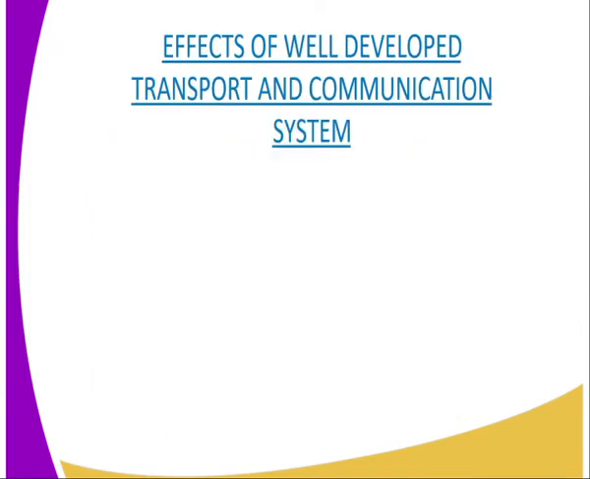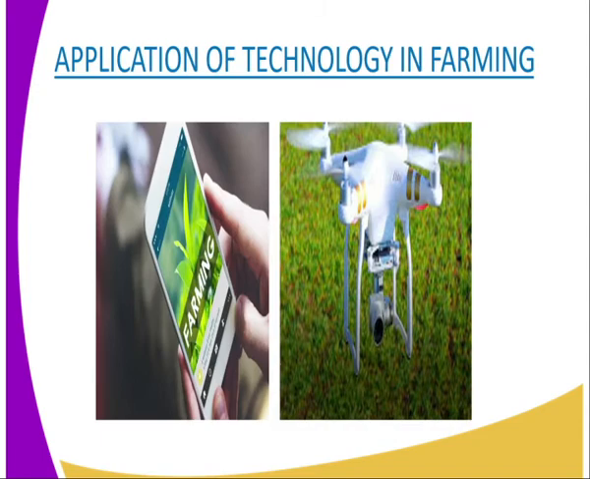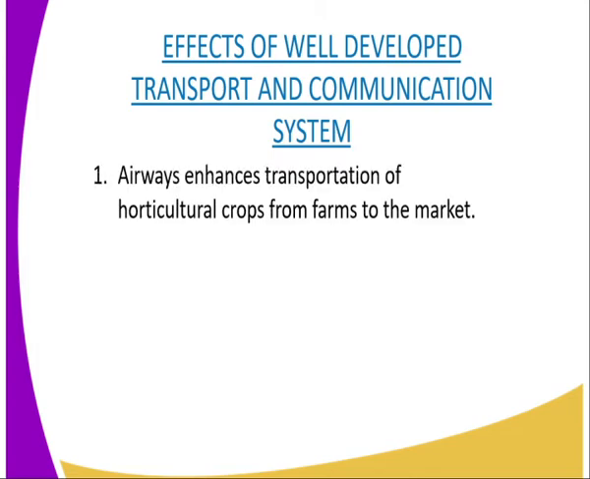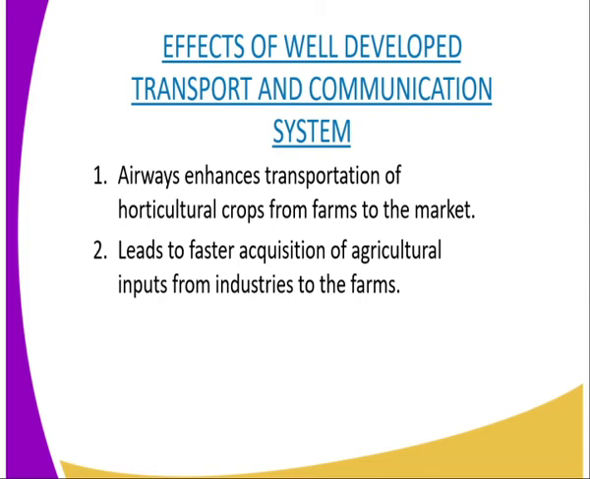They normally use the drone to supervise the agricultural activities taking place in the farm. The drone is used to take pictures in the farm. The effect of a well-developed transport system, as I said, includes various transport systems. We have airways. The airways is used in the transportation of horticultural crops from the farm to the market, because horticultural crops are very perishable, and therefore they must be transported very fast. It leads to faster acquisition of agricultural inputs from industries to the farm.